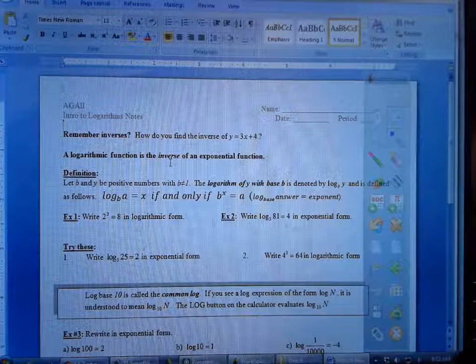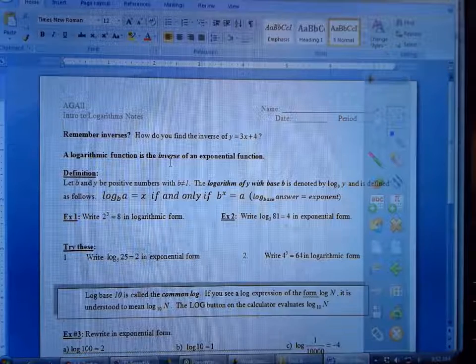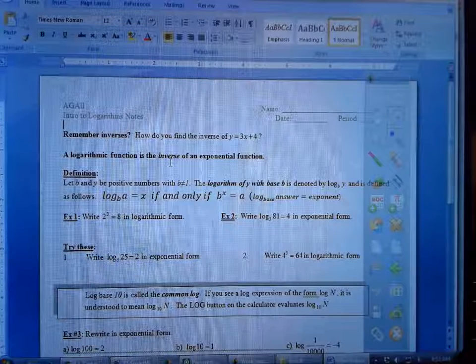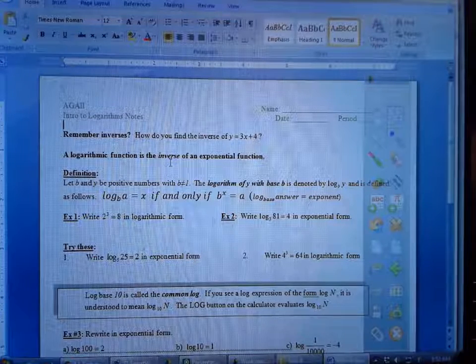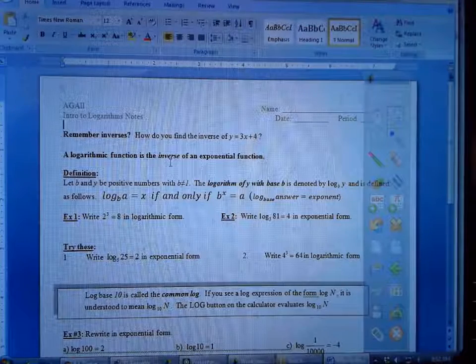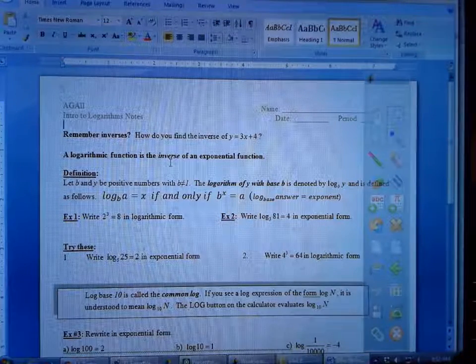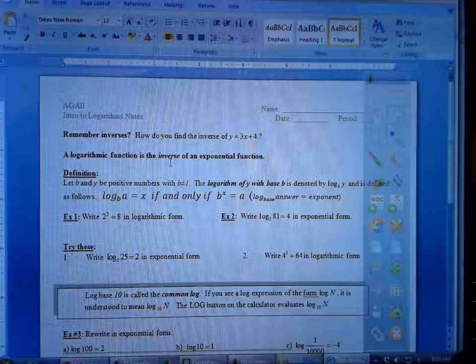Now, I've talked about this quite a bit, about how logs seem to overwhelm some students. Don't be that student. Start from the very beginning, making sure you understand it. All right, so remember inverses. The reason we're talking about inverses is because logs and exponentials are inverses of each other.